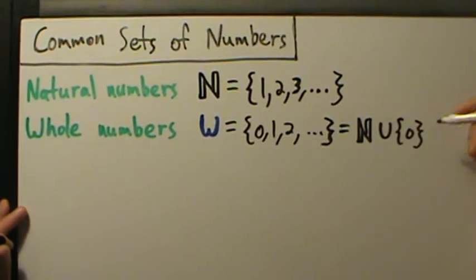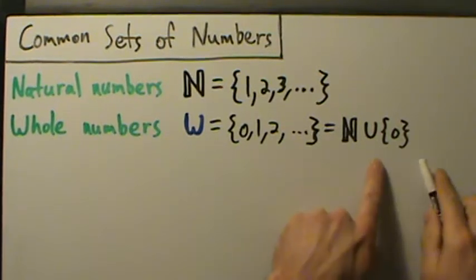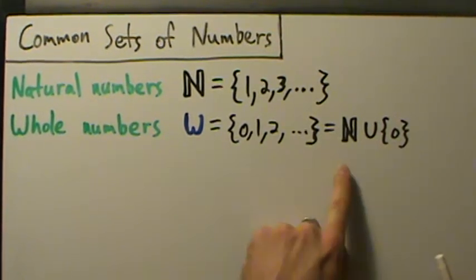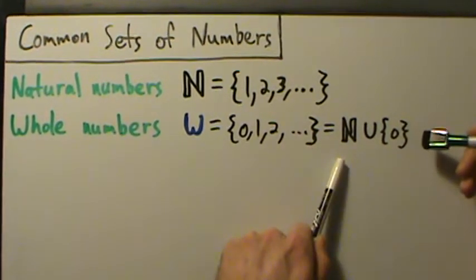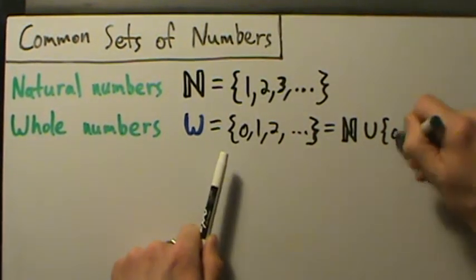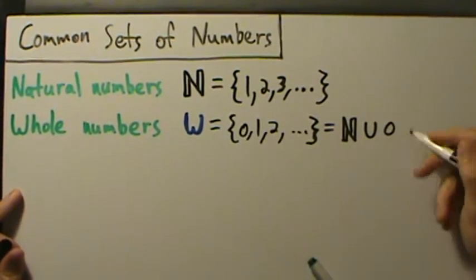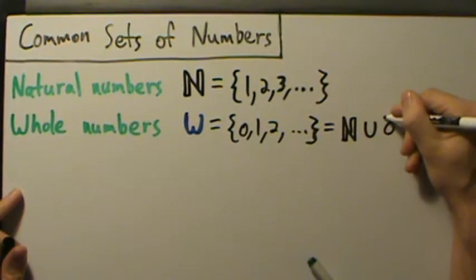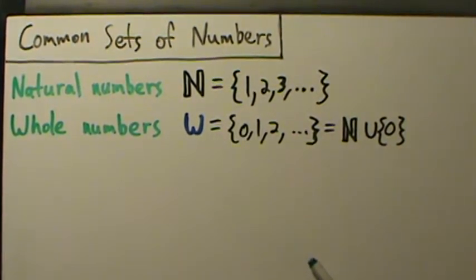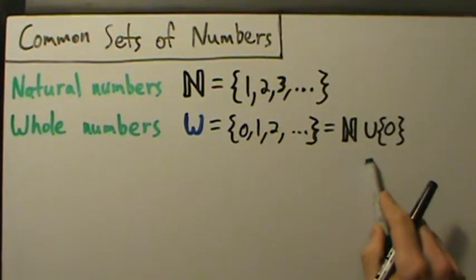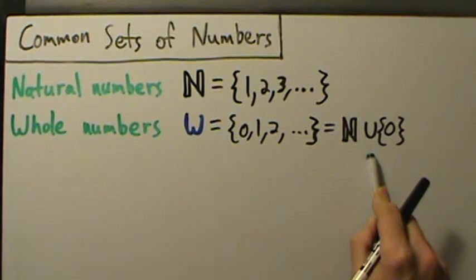Be very careful when you talk about it like this. You have to have these curly braces around the 0, because you can only take the union of sets. Even though it's the natural numbers plus one more number stuck in there, it's wrong to say this, because you can't union with just a number. You can union with a set whose only element is a single number. So when you take a union, you have to take a union of sets. This set and this set union together give you the whole numbers.